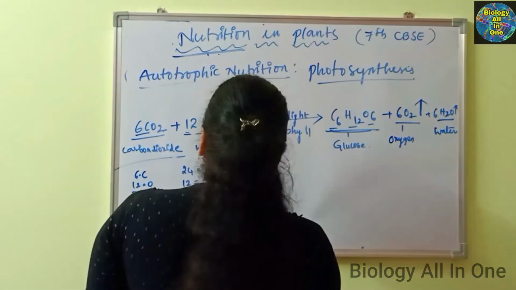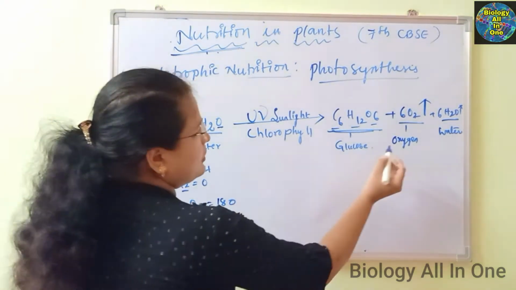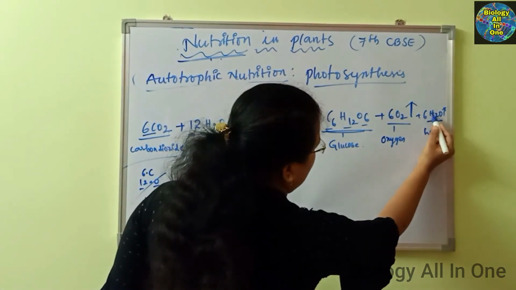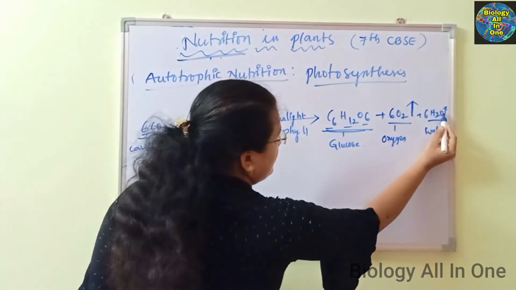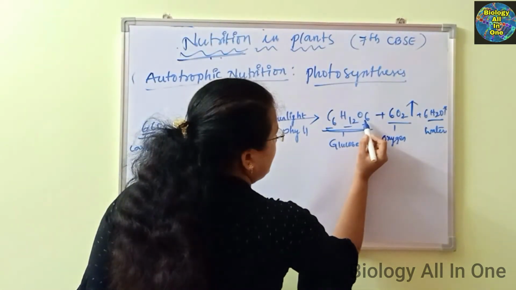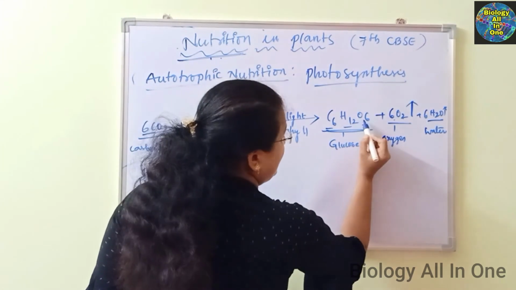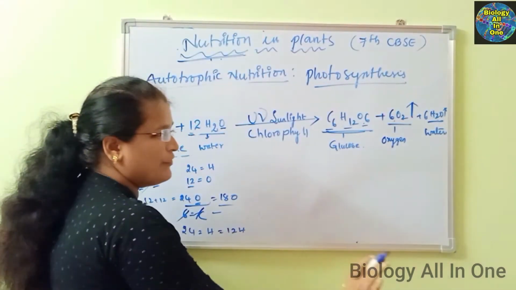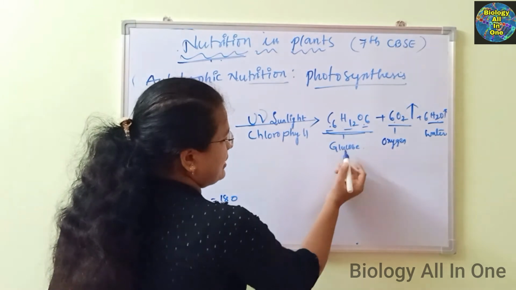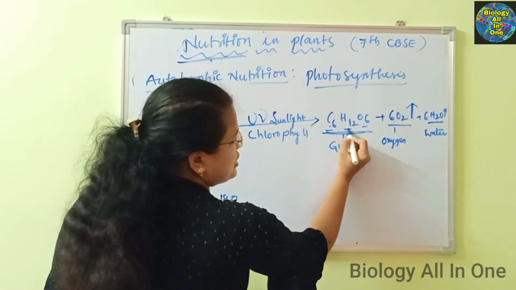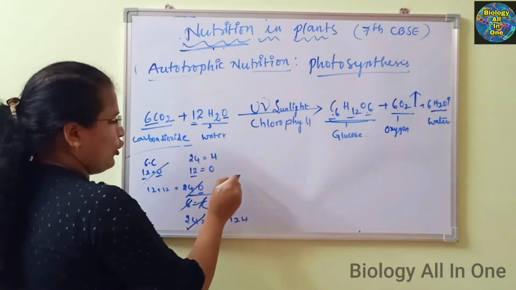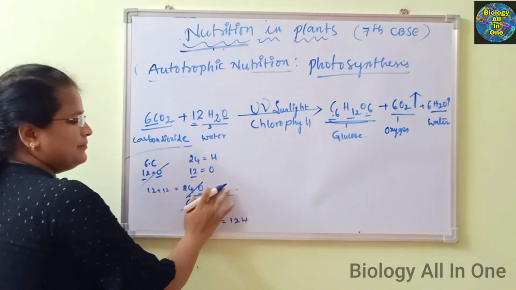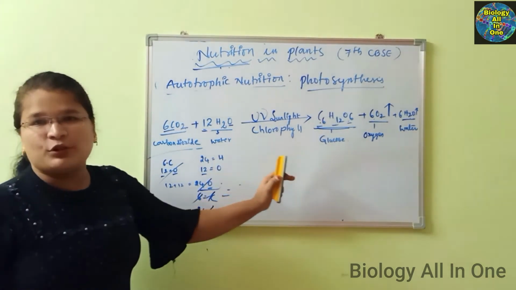6 O2, 6 twos are 12. This got finished. 6 twos are 12 and 6 H2O. Here 6 finished. Totally, here 12, here 6, here 6. Total 24 finished. And next here 6 carbons are finished. Here 12 hydrogens are finished. And 6 twos are 12, here 24. Total 24, 24. All are clear. Understand? Like that you have to balance the equation.